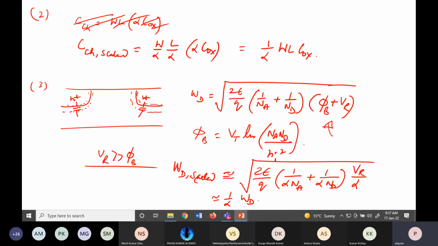I'm just leaving it here. There are other calculations also possible in the same direction. It is possible to show that the source and drain capacitance scaled will be reduced if you go on having the scaling effect.